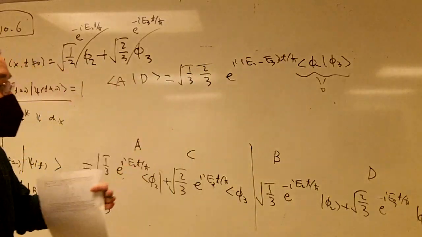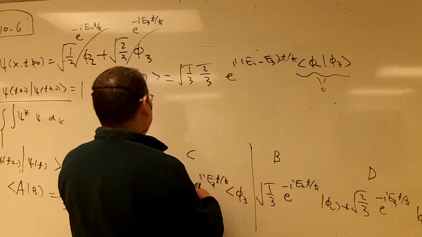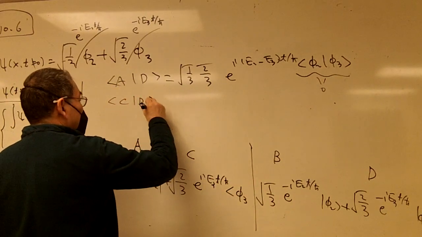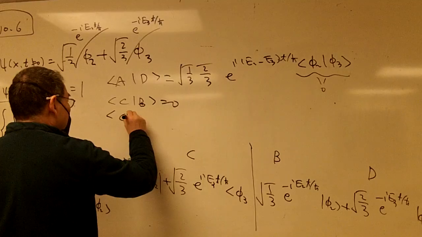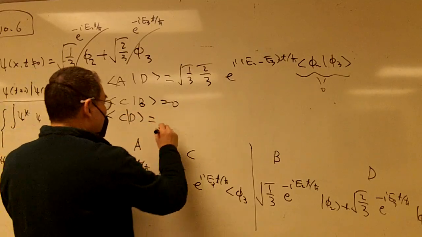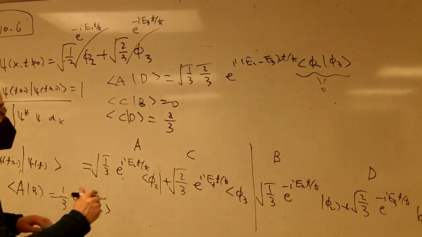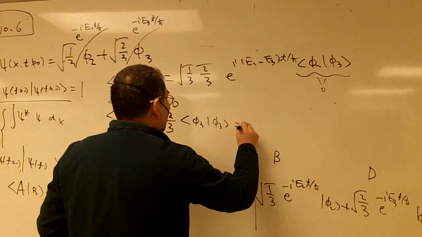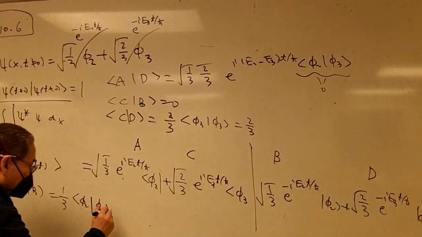In other words, all these crossing terms, like CB, are also 0 for the same reason. So what you end up with is only the CD term. The CD term will be 2/3 times, again, bra 3 ket 3, like this. And this equals 2/3, like that. So, and this equals 1/3.